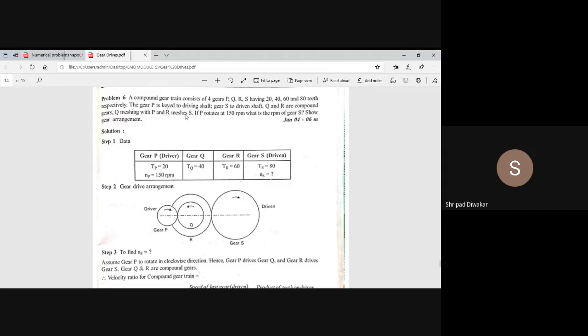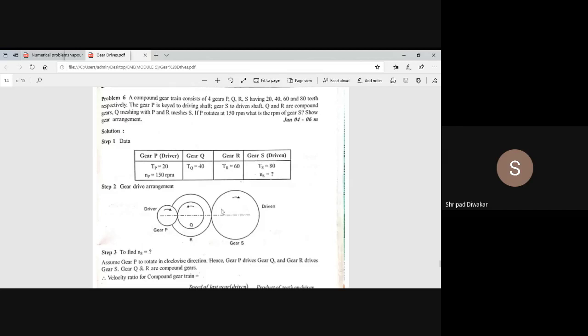This problem: a compound gear train consisting of 4 gears P, Q, R and S, having 20 teeth, 40 teeth, 60 teeth and 80 teeth respectively. They are in increasing order: 20, 40, 60 and 80. One more important thing they have given: gear P is keyed to the driving shaft, and gear S to the driven shaft. Q and R are compound gears. They have clearly given that Q and R are compound gears. So as I said, compound gears you have to show in between the driving gear and the driven gear.